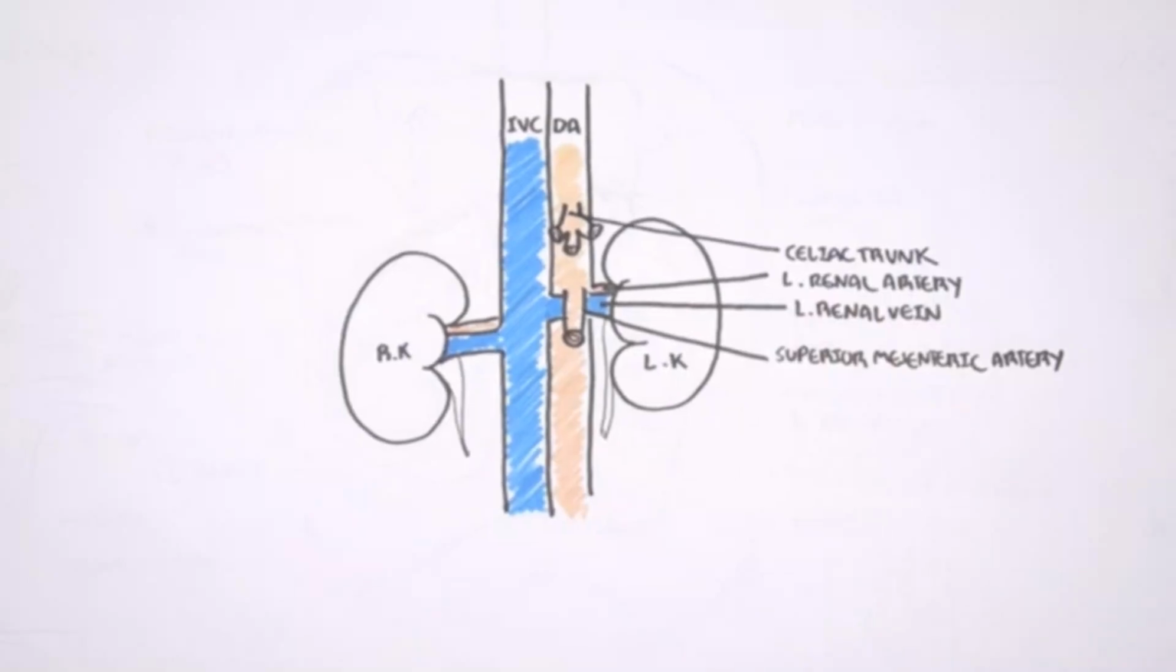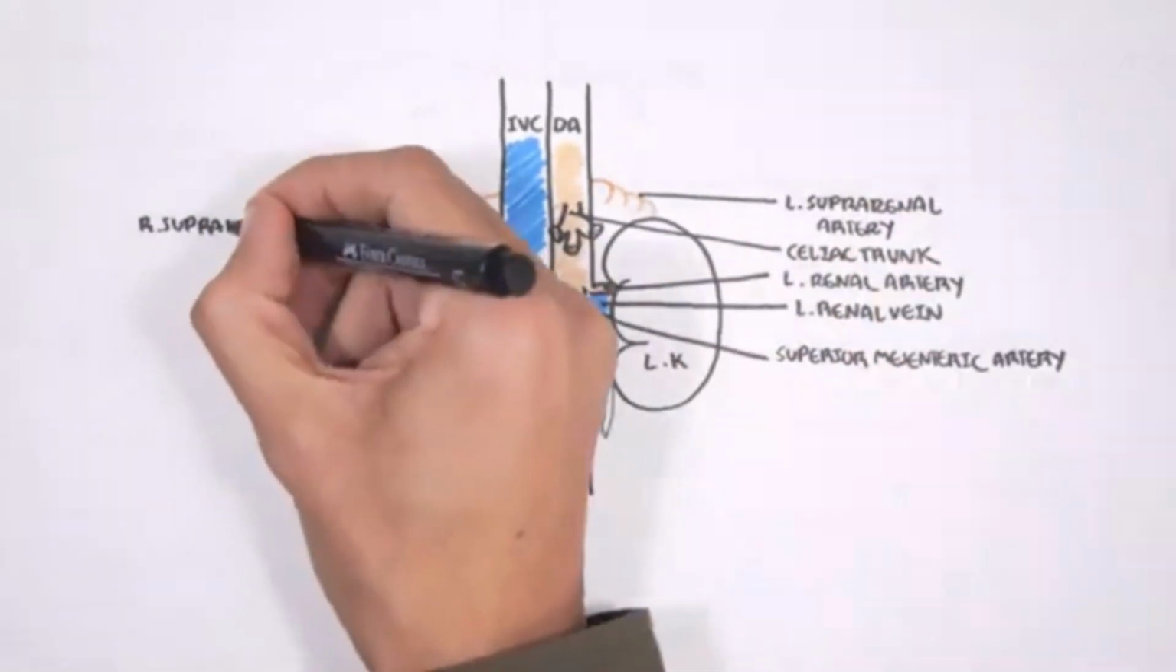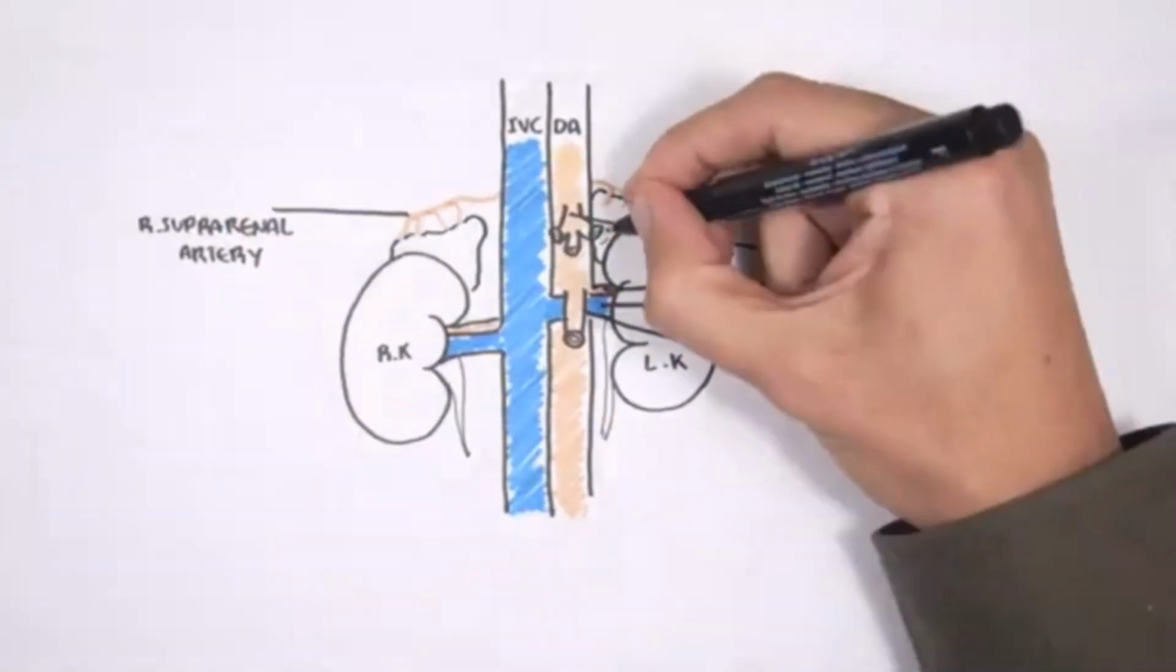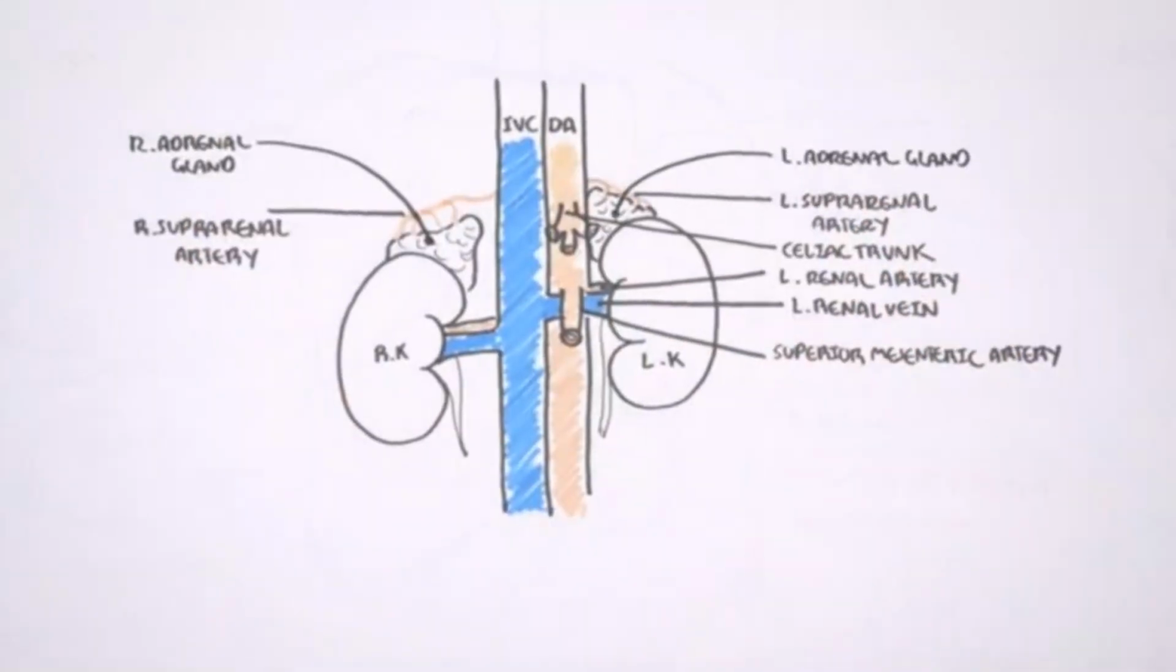Branches above the celiac trunk are the suprarenal arteries. Here is your left suprarenal artery and your right suprarenal artery. And they supply your adrenal glands, which are the glands that sit above your kidneys. There's also the infrarenal artery, which actually is a branch of the renal arteries. And these also supply the adrenal glands.